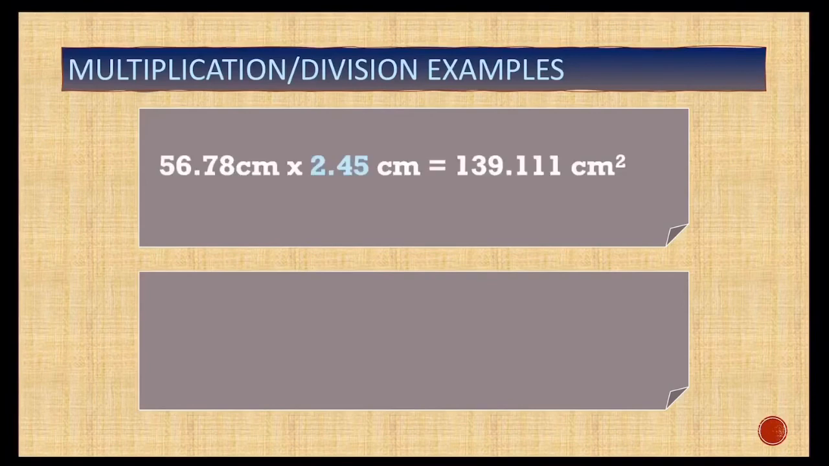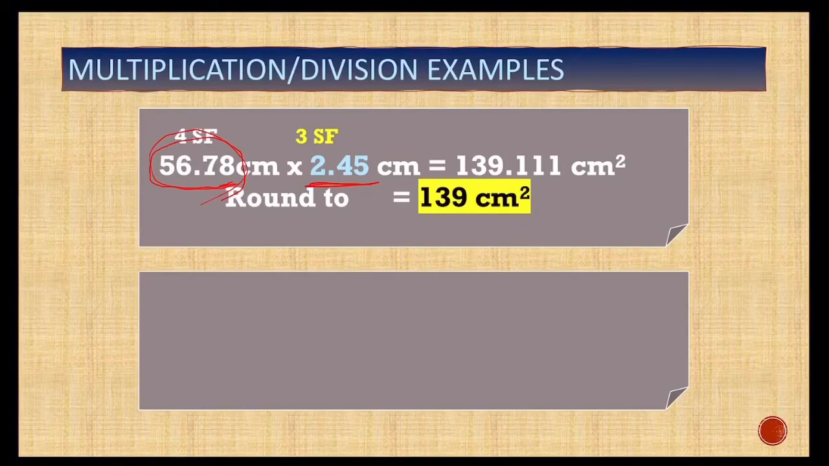So in our first example, 56.78 times 2.45 centimeters equals 139.111 centimeters squared. So our first value, 56.78, has 4 significant digits. Our second value, 2.45, has 3 significant digits. So because 3 is the lower number of significant digits, our final answer must also be rounded to 3 significant digits. So 139.111 will simply be rounded to 139 centimeters squared.